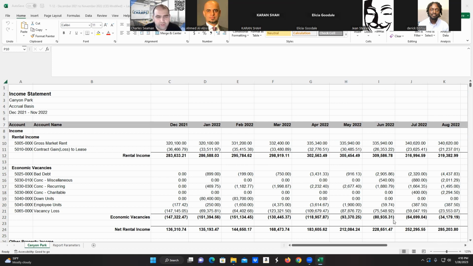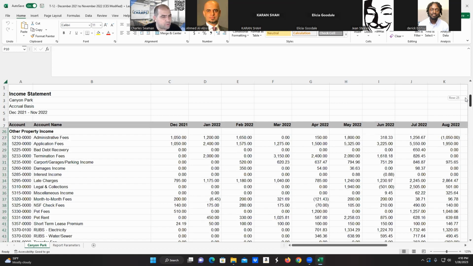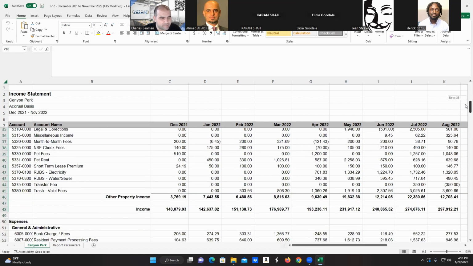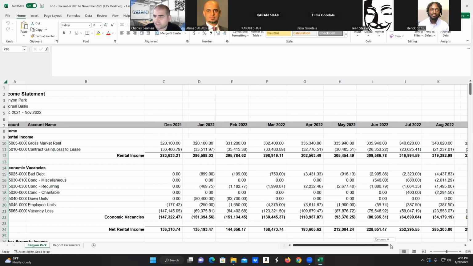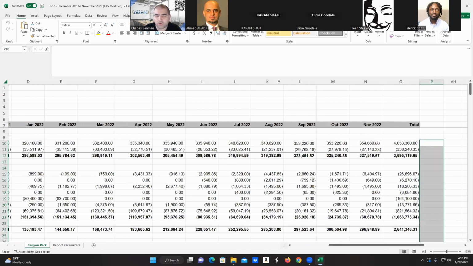Okay, so what we'll do here is we'll take all of our income items and we'll just take a moment to annualize these. So in this case, our last 3 months is September, October, November. And we're just going to take a subtotal of those three. And after we do that, we're going to multiply that subtotal by 4.